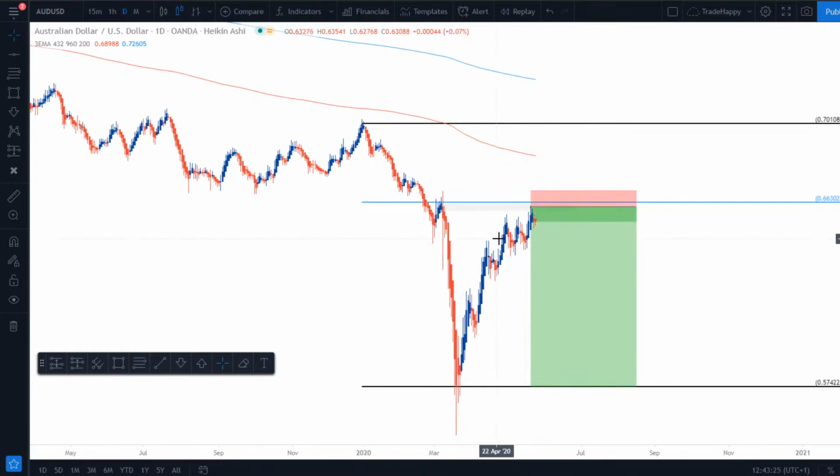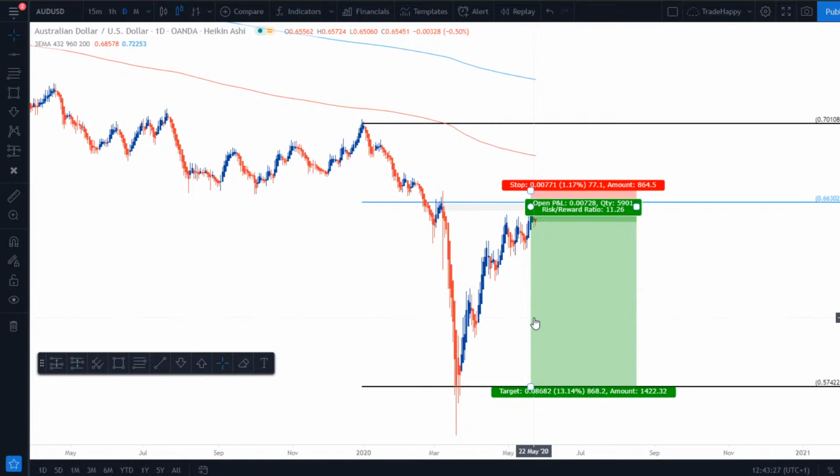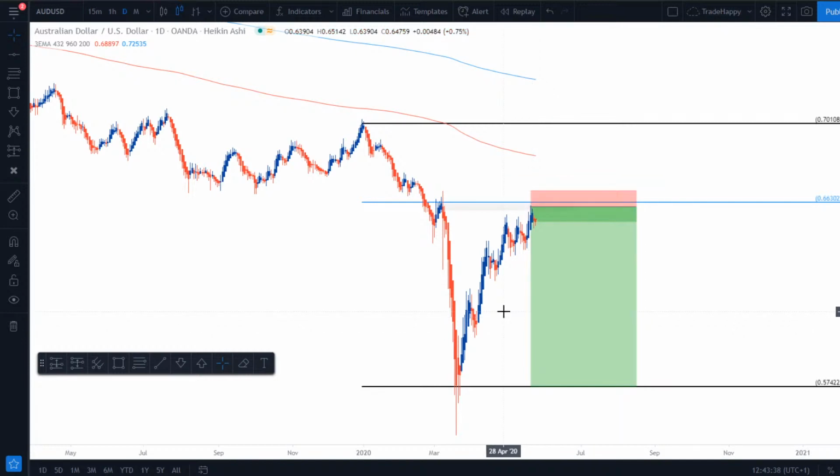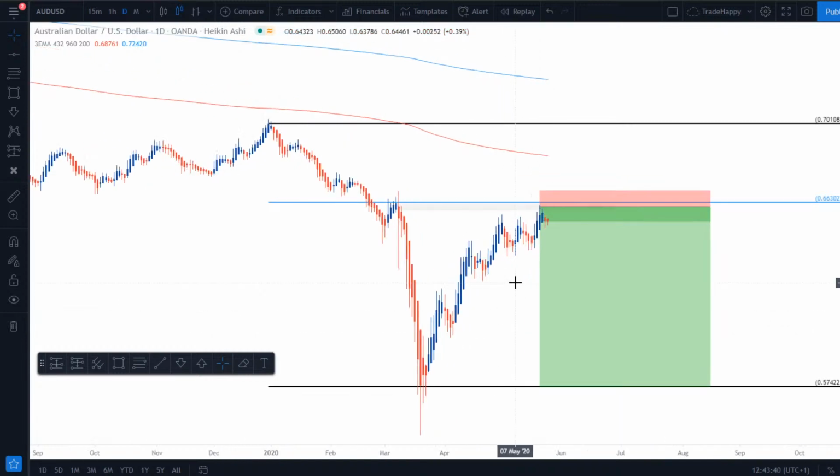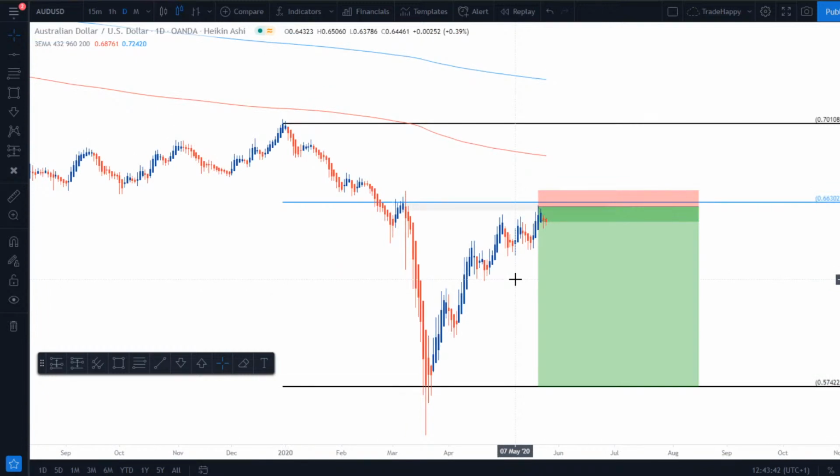Once we break these lows down here, moving stop loss to entry, and slowly starting to scale out of the position. Scaling out of the position is something that I think every single strategy needs. So make sure that you do that, because you don't want to let profits disappear. If you can scale out of a strategy, that's really good.